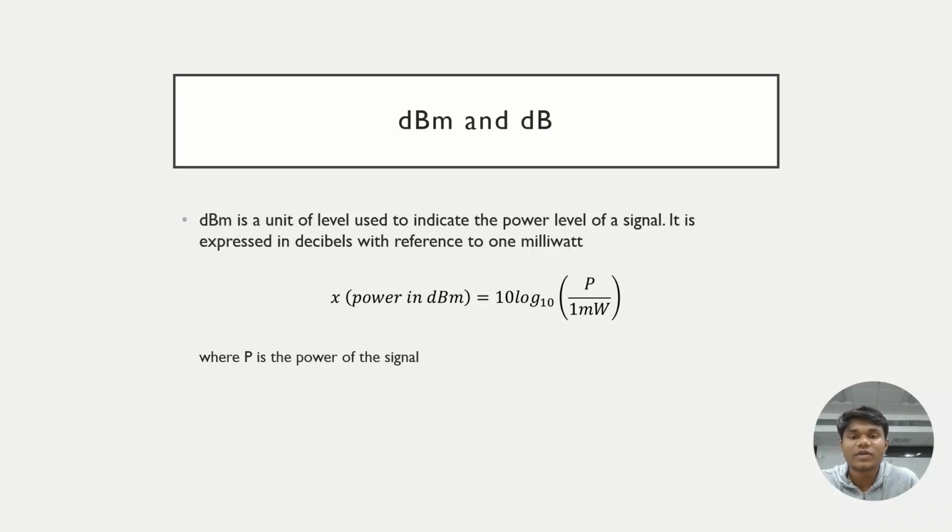So to calculate the power of a signal in dBm, we use this formula where x is equal to 10 log 10 of p by 1 milliwatt, as in, the term inside the logarithm should be dimensionless. Hence, we have to put the power in milliwatts and we get the required power in dBm.